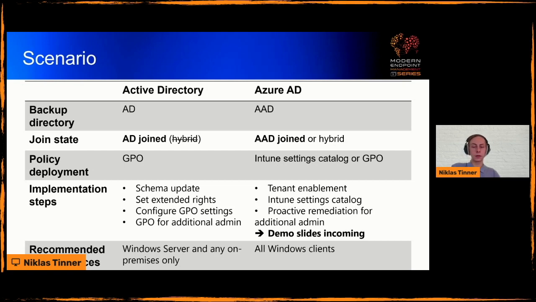And my favorite method is a proactive remediation, or now it was renamed to just remediation, to create the additional local admin. I would go for this scenario for any Windows default client, any Office client, anything else, just for the default device which is found and either hybrid or fully Azure AD joined.